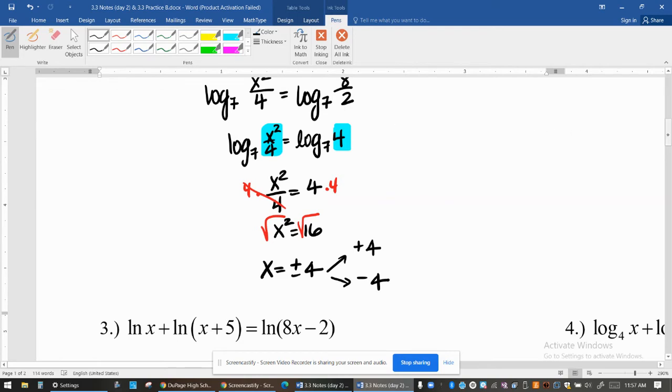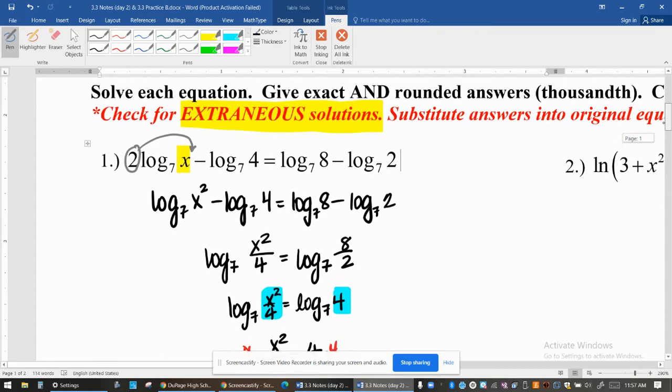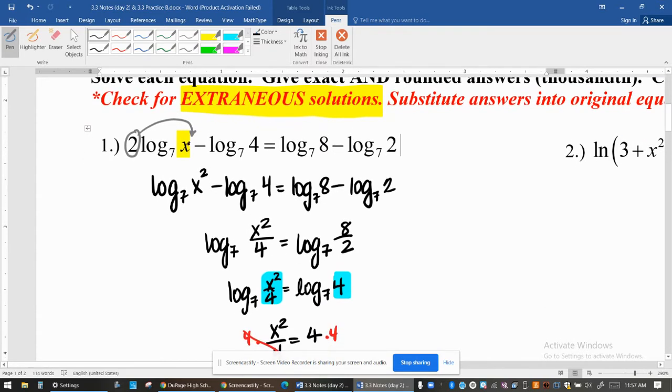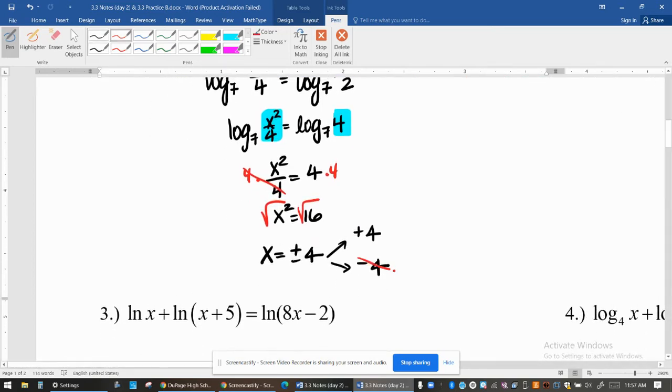So if I substitute any of these numbers back into the original equation where the argument had a variable, the only one, remember, the only argument that had a variable was this first one. If I substitute positive 4 there, that would be okay because the full argument would be positive. But I can't substitute negative 4 there. So the negative 4 would be considered an extraneous solution. I cannot include it in my solution set. The only correct answer here is positive 4.